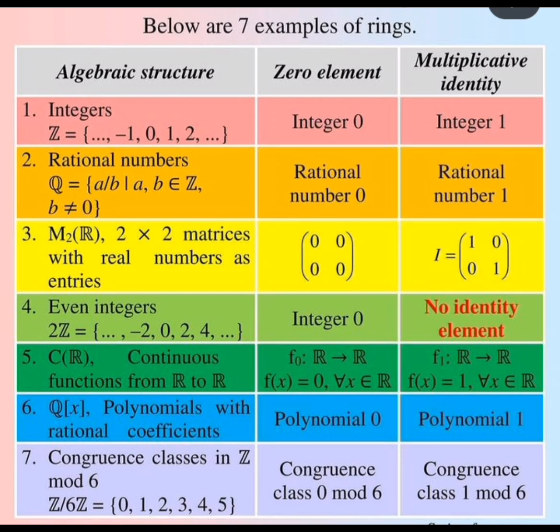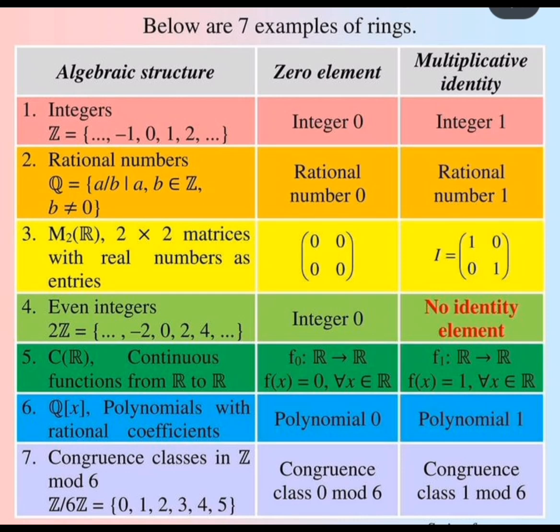And recall that the identity element that we have is the multiplicative identity element. So there is no identity element. So we have continuous functions from R to R. Continuous functions from R to R are also a typical example of a ring.